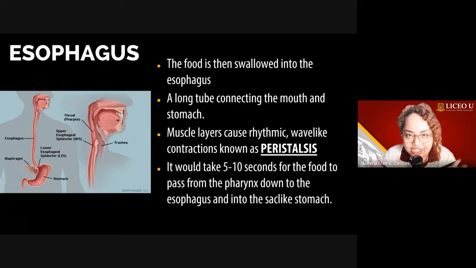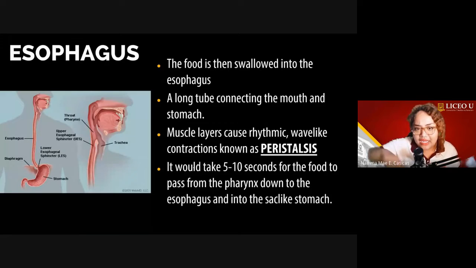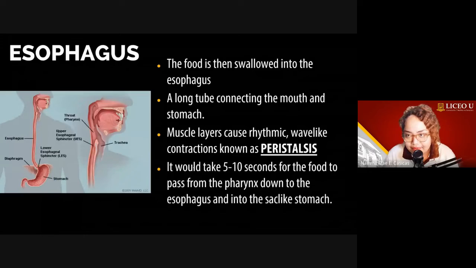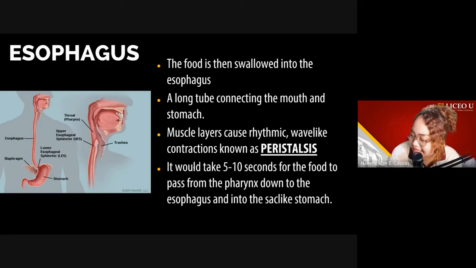These motions can be seen in the intestines as well. That is why even if you are in a weird position, like not upright, even if you lie down or you are upside down, once you swallow the food, it will not likely go back to the mouth. It's because of peristalsis. It negates gravity, so even if you're upside down, it enables your food to really be transported from the mouth to other parts of your digestive system.